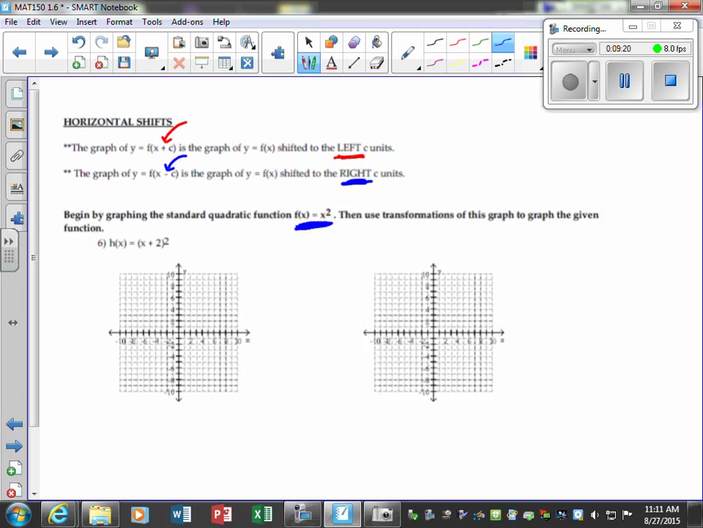So our parent function, our standard function, is the x squared, which is a parabola going through 0, 0. And we want to look inside the parenthesis, and if this is a plus 2, what are we going to be doing? Shifting to the left 2. So shift left 2. That's code for shift left 2 units. So for our g of x function, we're going to take our 0, 0, shift it to the left 2 units, sketch our graph. Good.